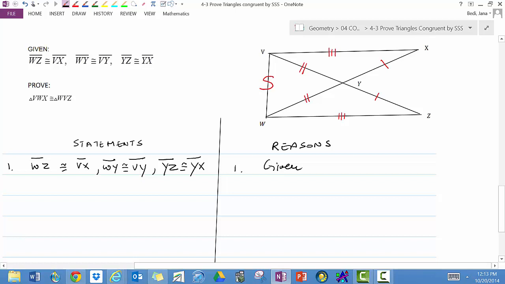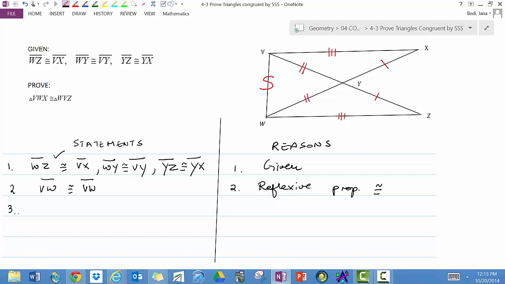Okay, so I need three sides to be congruent, so let me just check my given. In my given, I see that WZ is congruent to VX, so this is one of the sides, so I'm going to check that. I can also see from the diagram that segment VW is congruent to segment VW, and this is the reflexive property of congruency. The third side that I would want to prove congruent is segment VZ should be congruent to segment WX. I'm not given it directly, but what I do see is that I'm given parts of segment VZ and segment WX to be congruent. So let me see what I can do with that.